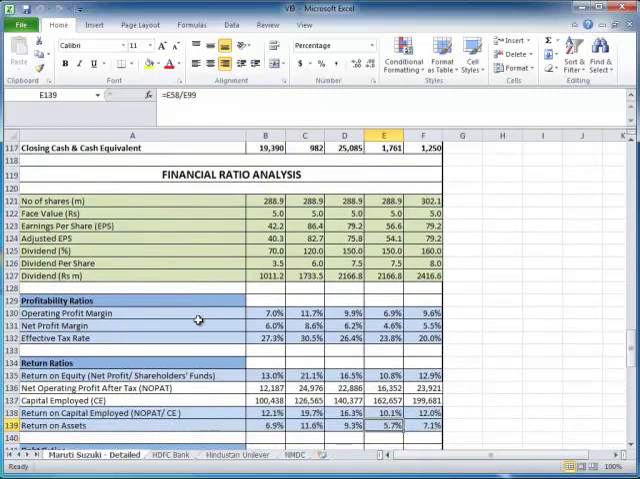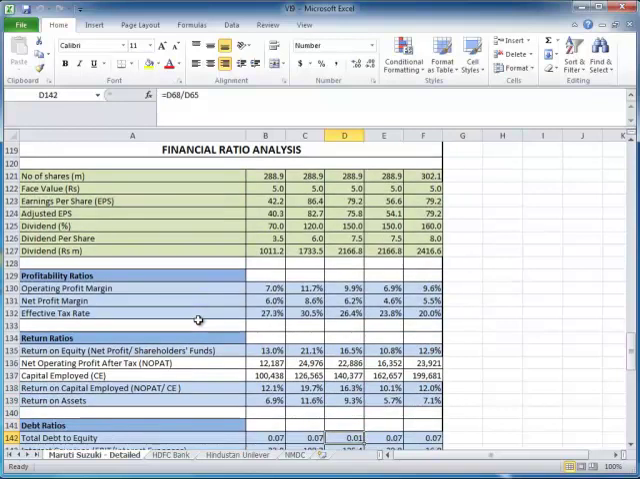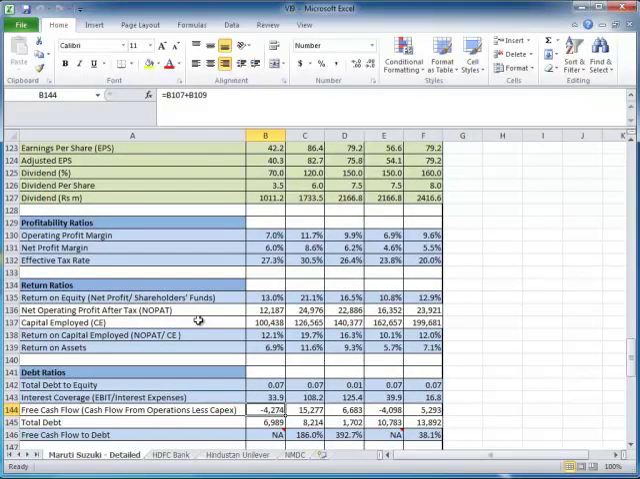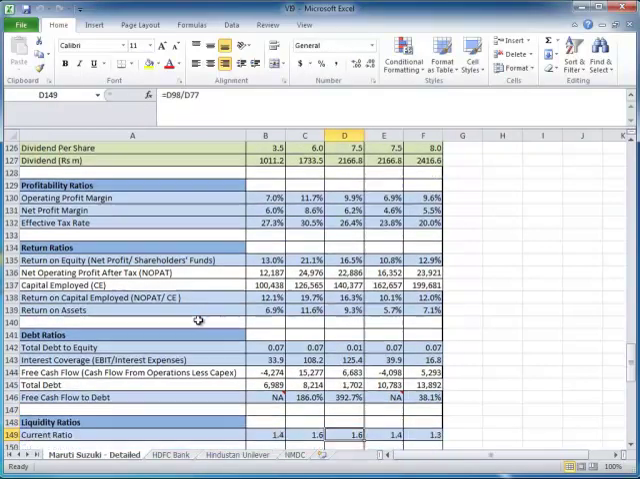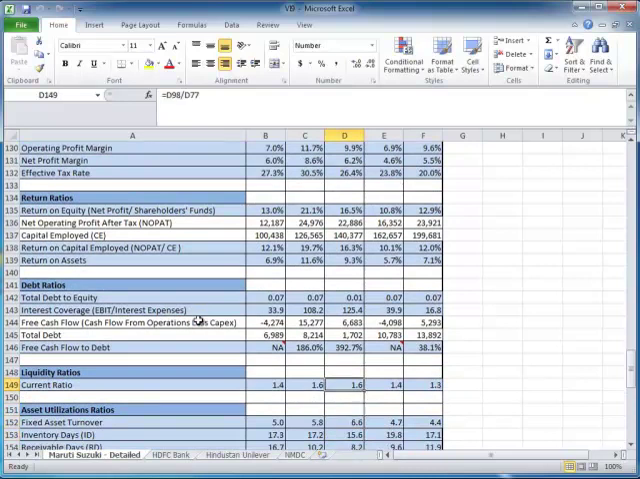So here we have the return ratios: return on equity, net operating profit after tax, capital employed, return on capital employed, return on assets. And again, all these formulas, you can look at what numbers are being divided in order to understand where these numbers come from. Then we have debt ratios. So we have debt to equity, interest coverage. Then we have free cash flow, total debt, and free cash flow to debt. Next we have liquidity ratios, and in this one the current ratio is the main one that we're interested in.